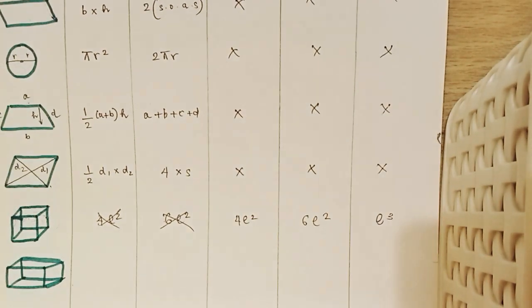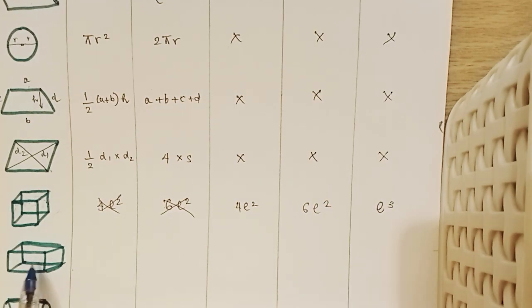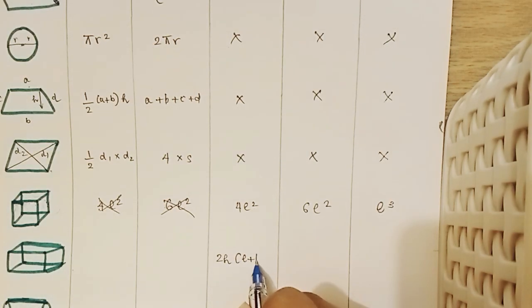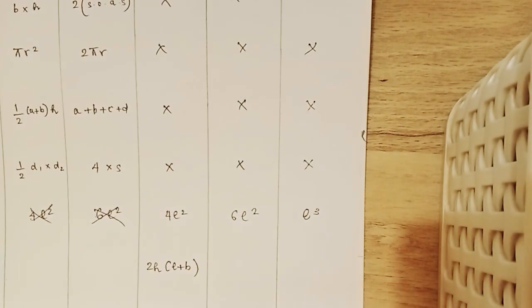Next is the curved surface area of a cuboid. This is a rectangle in 3D form. To find the curved surface area of a cuboid, this region, that is 2h, there are 2 heights, 2h into L plus B. So 2h, L plus B. And then likewise, we'll find the total surface area. An easy trick to remember is 2 into everything meets up.